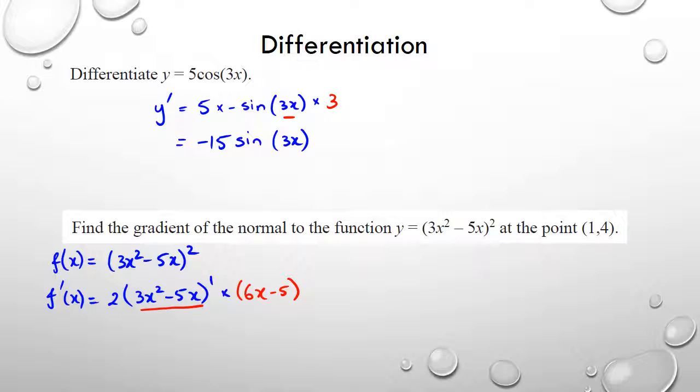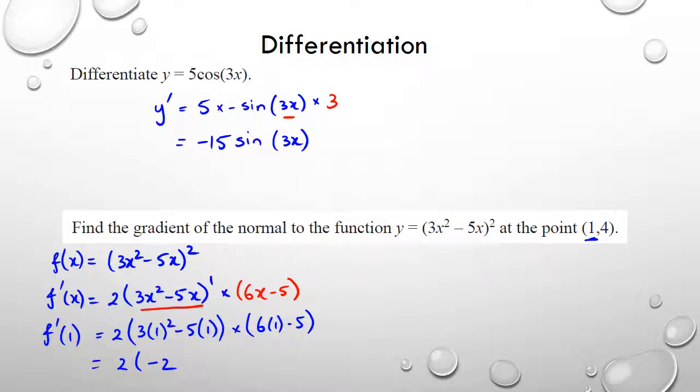Now this is the gradient function, so I need to find out what the gradient is at just point 1. So I need to find f dash of 1. So substituting 1 in this equation, I have (1 squared minus 5 times 1) multiplied by (6 times 1 minus 5). So I've got 2 multiplied by, what have I got here? I've got 3 minus 5, which is negative 2. Multiplied by 6 minus 5, which is 1. So in the end, my gradient is equal to negative 4.